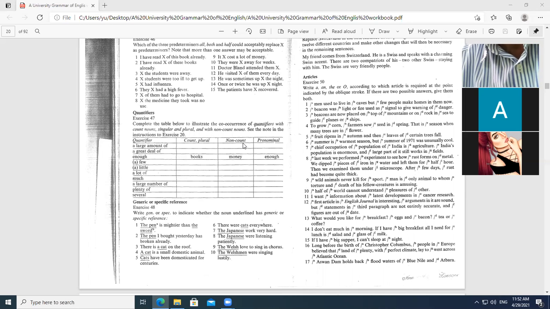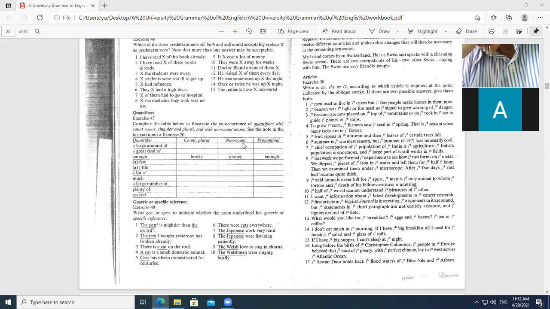Next. They both had a high fever, or they all had a high fever. But not half. Can we use half? No. Then we can use here all and both. Yes, next.